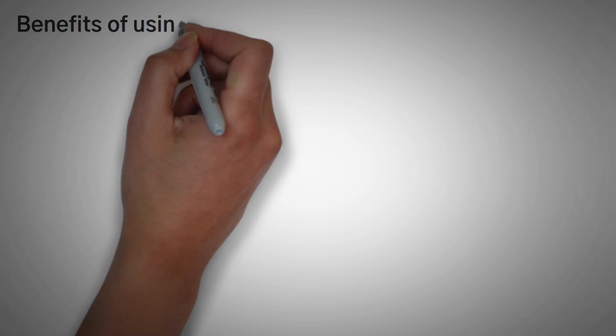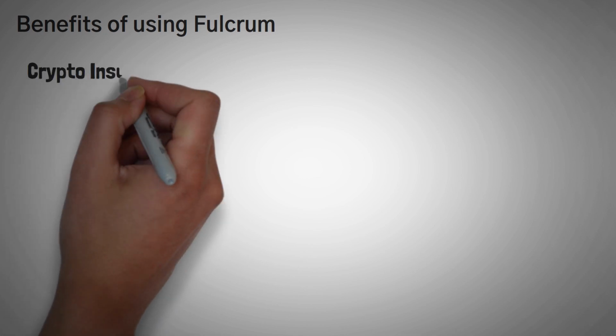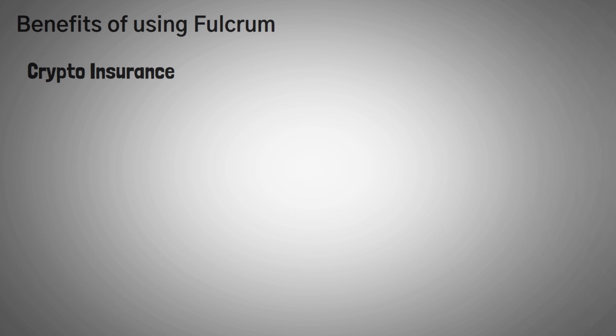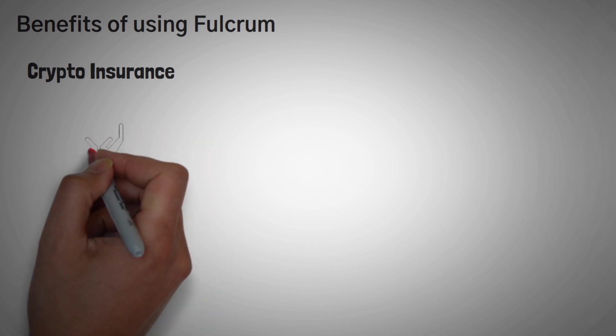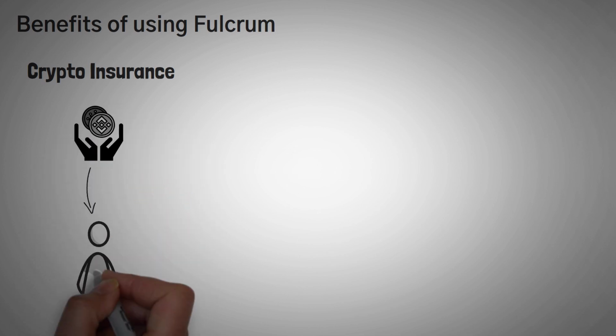One more thing I want to get to before the tutorial is, what are the benefits of using Fulcrum? For me personally, there are three main things that I see. Number one, they have something called crypto insurance. Now I'm not sure how much of an explanation I can give about this without getting technical, but basically you need to know you can buy crypto insurance and that Fulcrum has it. So if there's ever a problem, the insurance protocol will pay out.